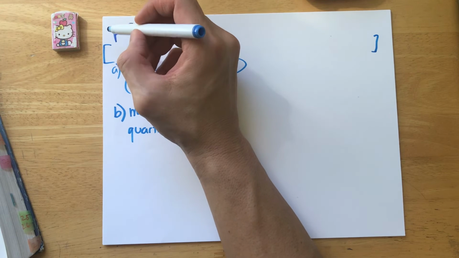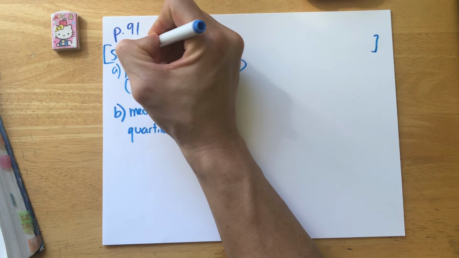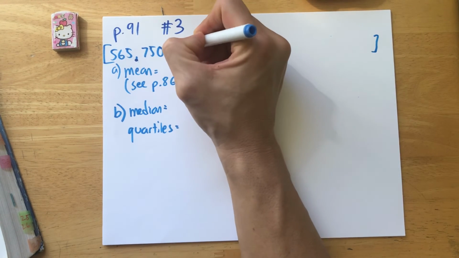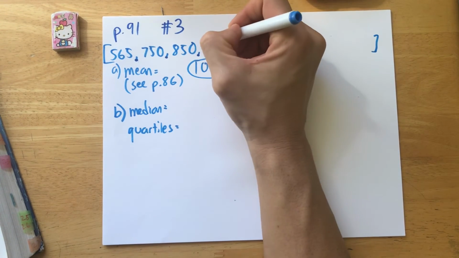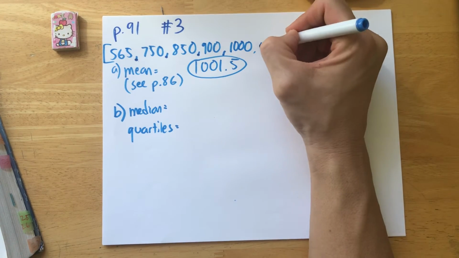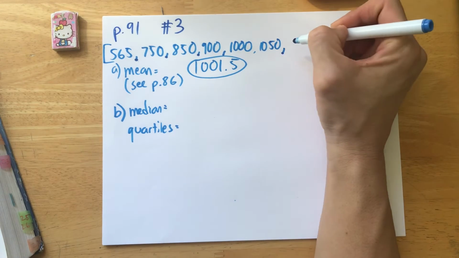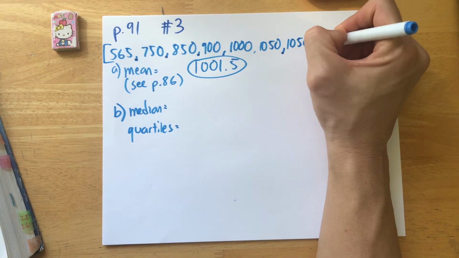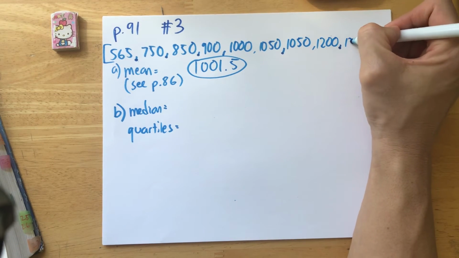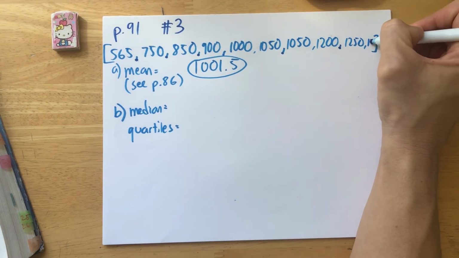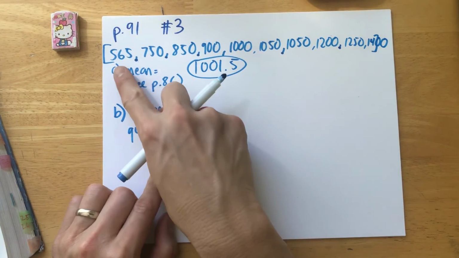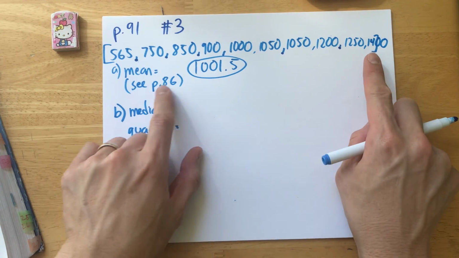So the smallest value is 565, 750, 850, 900, 1,000, 1,050, 1,050, 1,200, 1,250, and 1,400. Can you guys make sure your list is the same as mine?